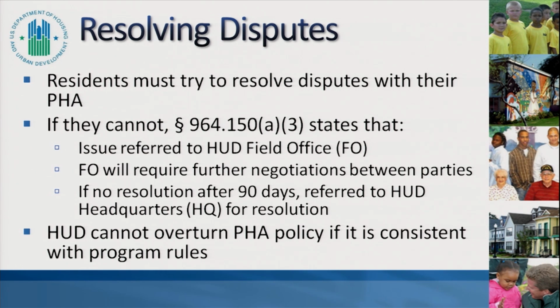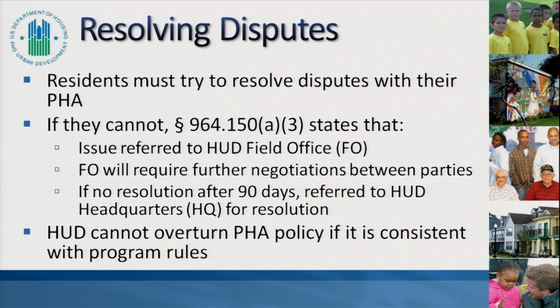The first thing that residents and resident councils should do is try to resolve these disputes with their PHA. If for some reason they can't do that, the reg at 964.150(a)(3) states that the issue can be referred to the field office. You can find contact information for your local field office. Your PHA should know it, but if you can't get it through them, you can also go to the HUD website, and they have plenty of contact information for local HUD field offices across the country.